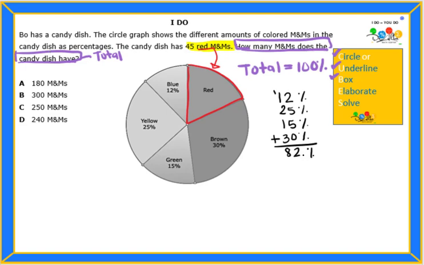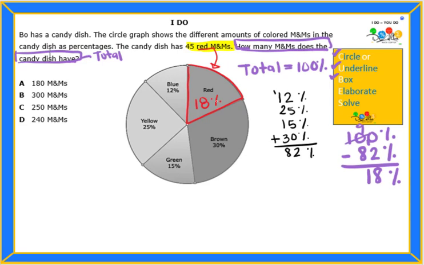So now we're going to subtract. We know that the entire graph represents 100%. We know that 82% has already been allocated for other colors besides red. So the rest of the circle graph, the rest of the 100%, is for red. So we're going to go ahead and subtract. And we find out that 18% of the candies are red. So we're going to go ahead and put that right here. 18%.